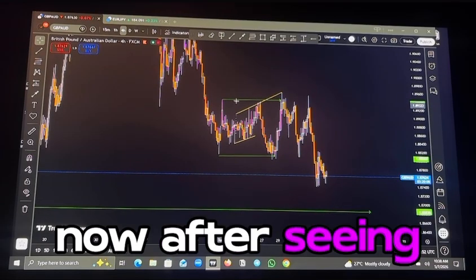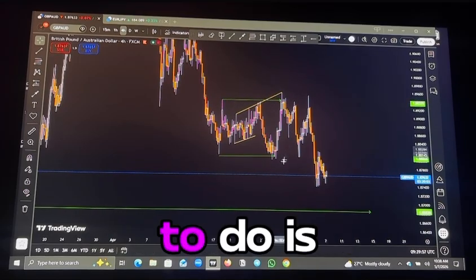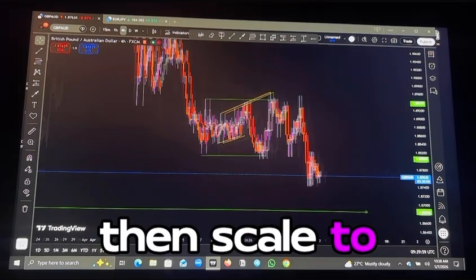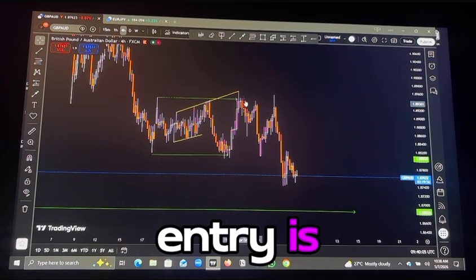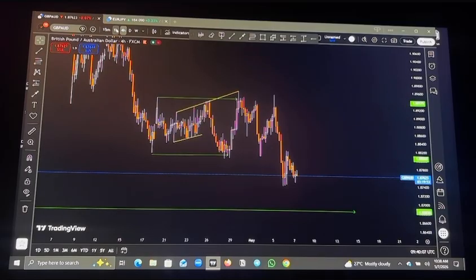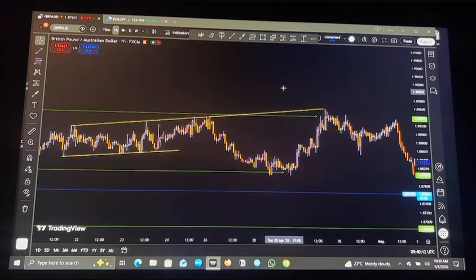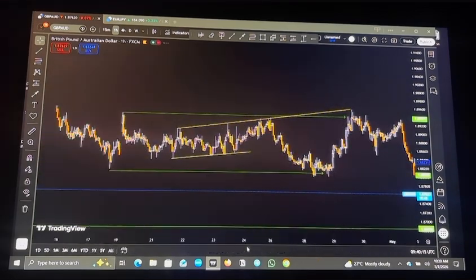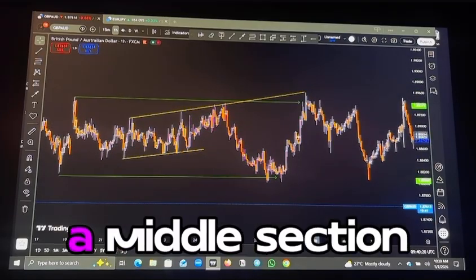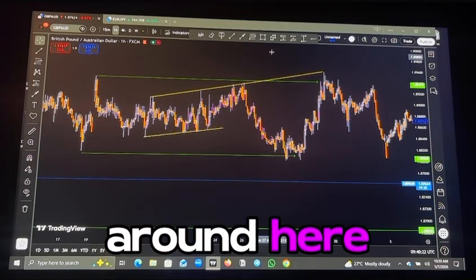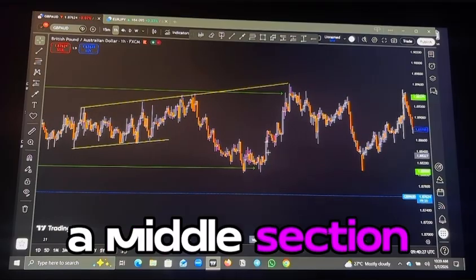Now, after seeing all of this from the weekly, daily, and then the H4 time frame, all you have to do is then scale to the 1 hour time frame. Let's get to see where this entry is. Now, from the H1 time frame, see how the market gave us our middle section around here. See how the market gave us a middle section around this side.